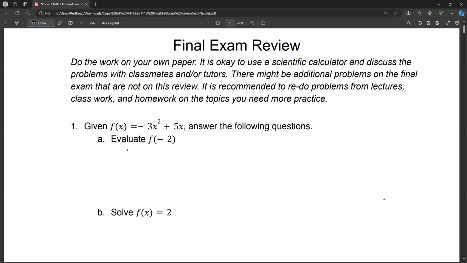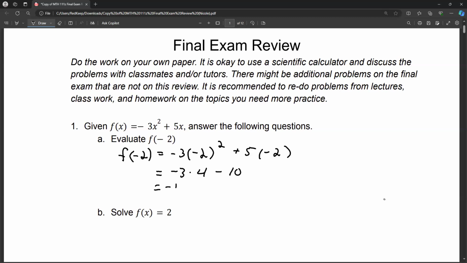And so I would start this by just plugging in -2 everywhere there is an x, just like so. And next, we just want to simplify the right-hand side of this equation. So we see that we have -3 times 4 minus 10 is equal to -12 minus 10, and finally -22.